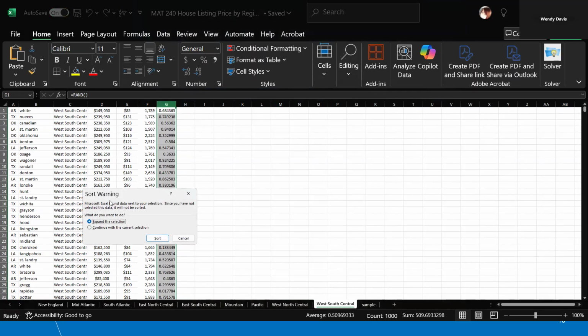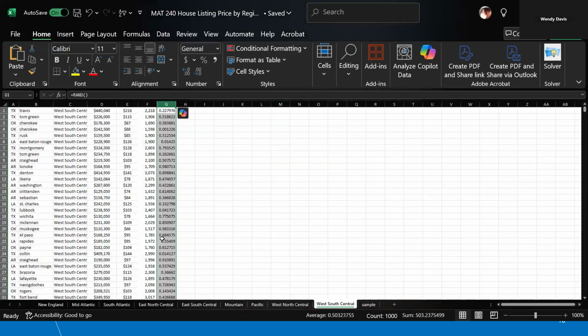Now expand the selection. Yes, because each row represents a house, so we want to make sure that this 149050 stays with each of these numbers here. So yes, expand. And then we want to take 500. What I like to do is cut and paste. So you want to take 500 of these and cut and paste.